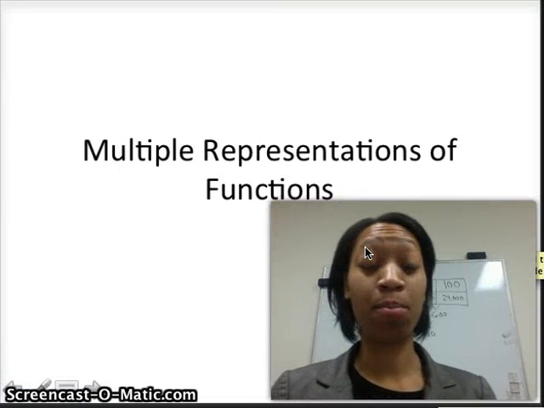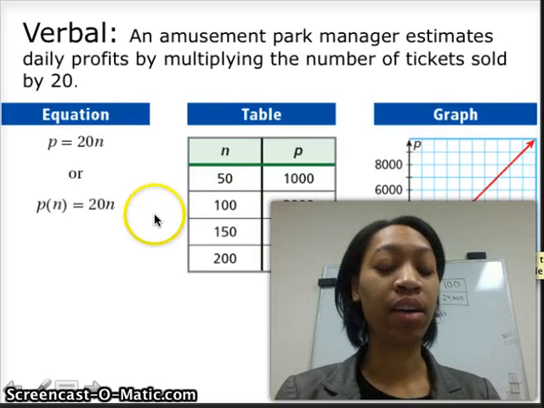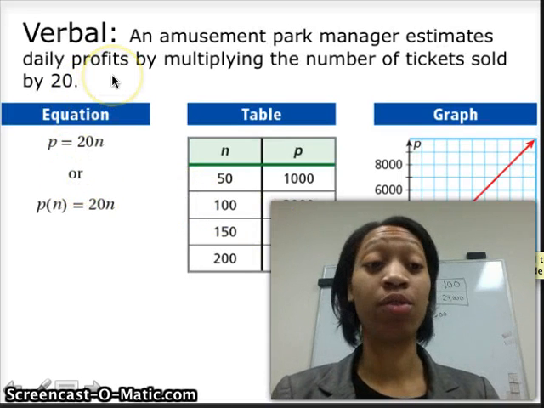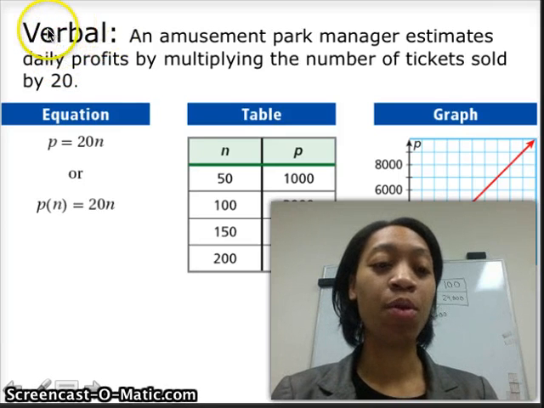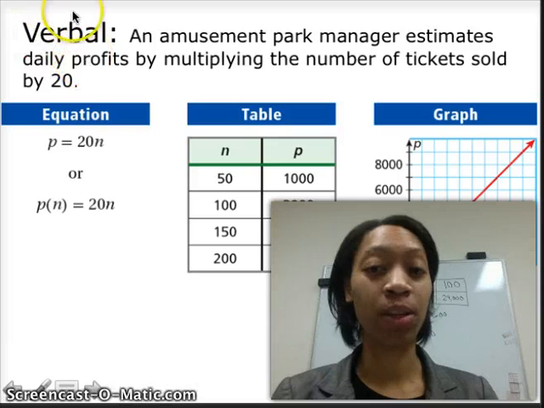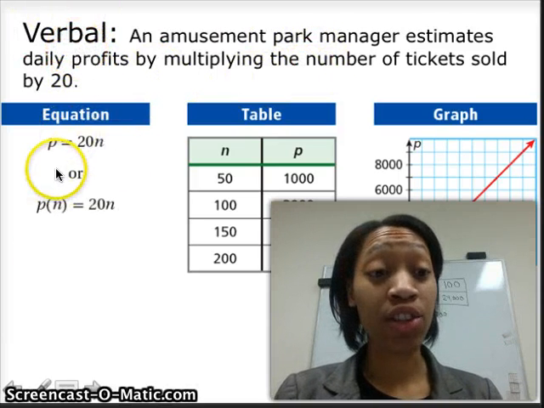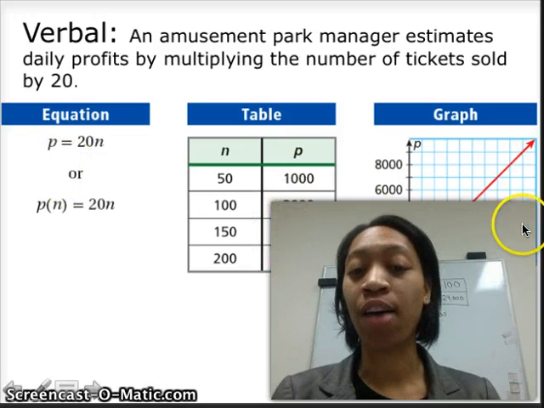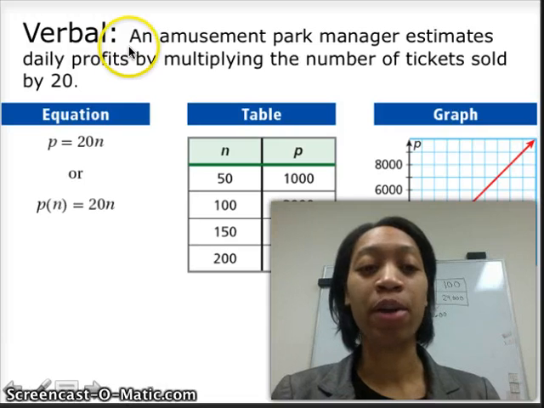Okay, this lesson is about multiple representations of functions, and there are three main representations for functions. Well, there's four. The expression can be said verbally, and that verbal expression can be written as an equation, a table, or a graph.